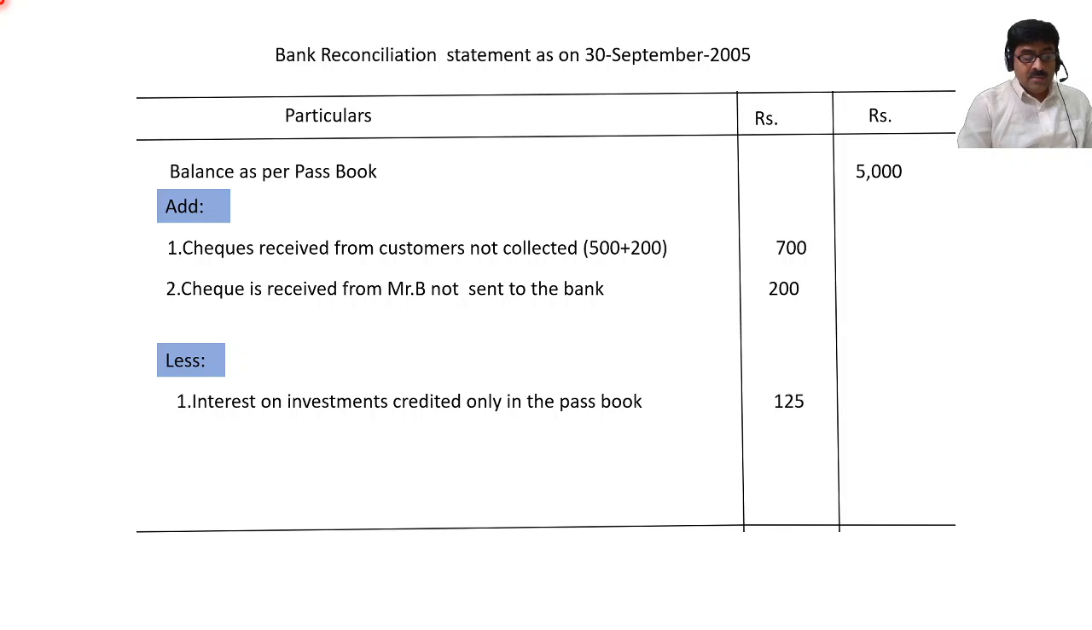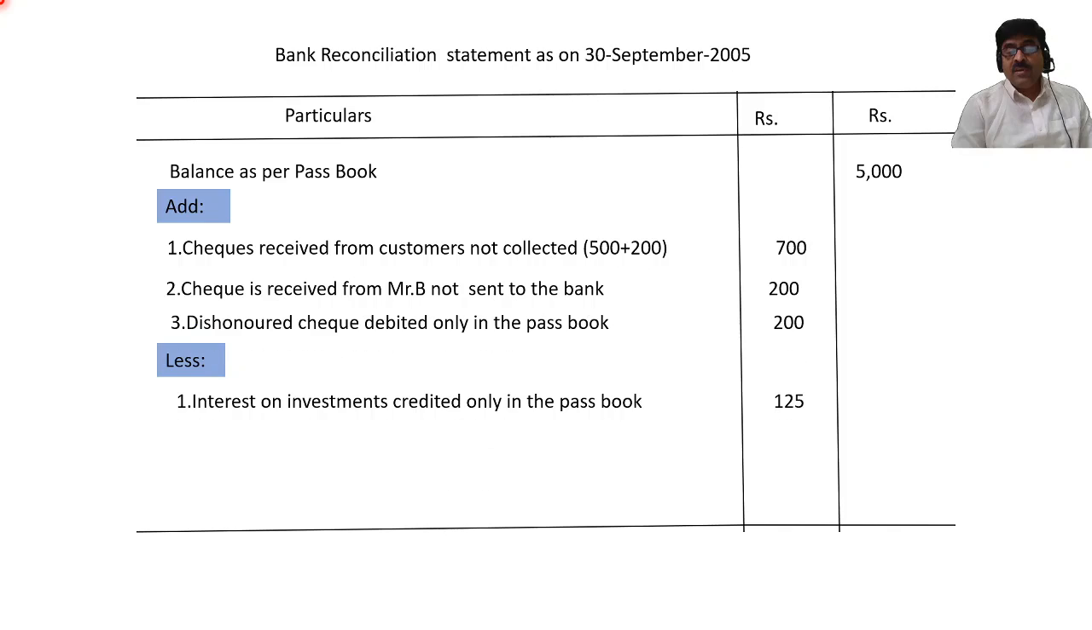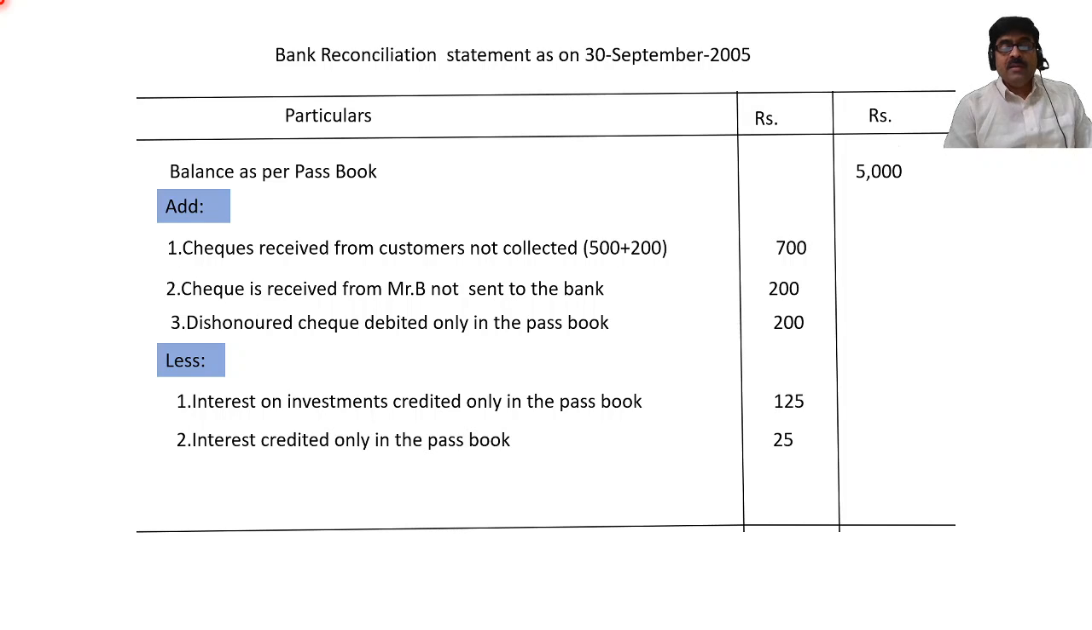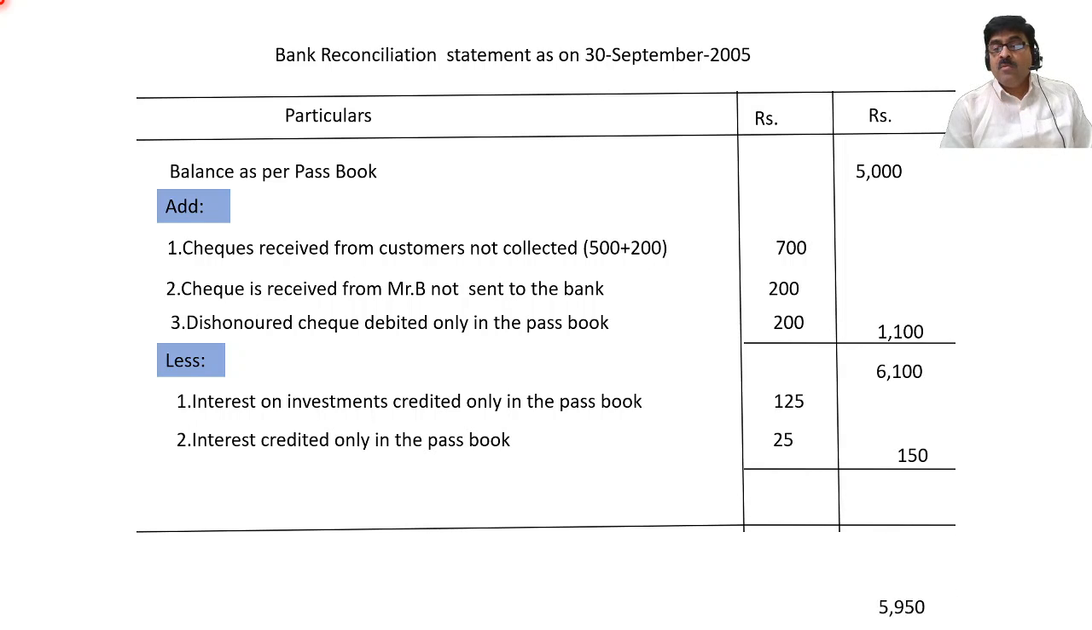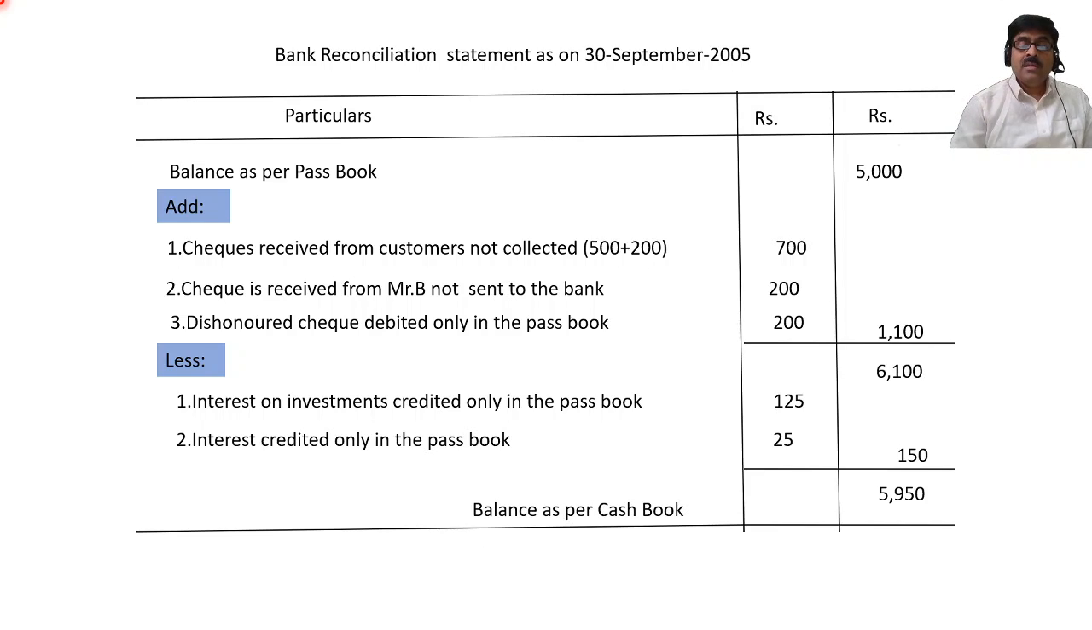In deduction items, interest on investment credited only in the passbook 125. Dishonored check debited only in the passbook 200 rupees. Interest credited only in the passbook 25 rupees. Now add the three items, 1100 plus 5000, 6100. Total here in the deductions 150. Now you deduct it. 5950 is the answer, that is the balance as per the cash book.